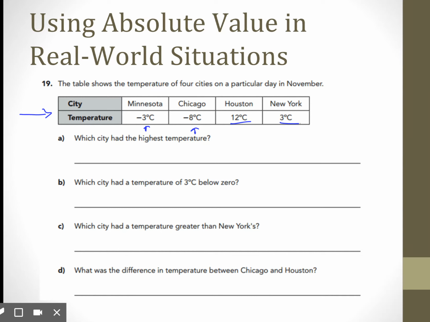I'm hoping that you automatically know to go to the positives because we know positives are always larger than negatives. So I see here I have 12 and 3. So 12 is larger than 3, so my answer would be Houston.